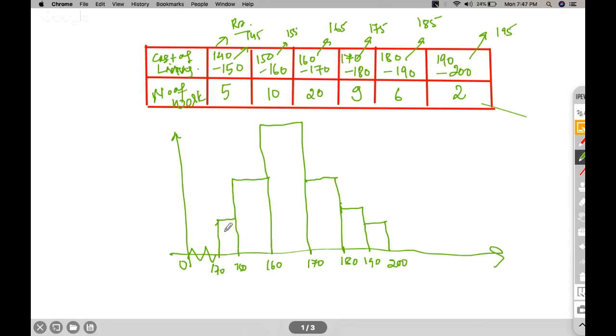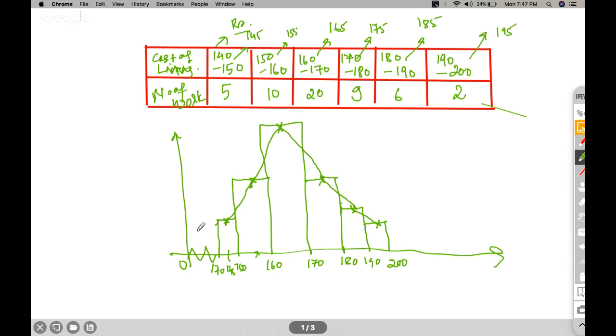So I put it here as 145. This is in between. I'll just have to put this at 145. This is 155. So in front of 155, I put another point. This is 165. I put it here. This is 175. I put it here. 185, I put it here, and 195, I put it here. And then I start joining these points like this. And once I join these points, my frequency polygon is half ready.